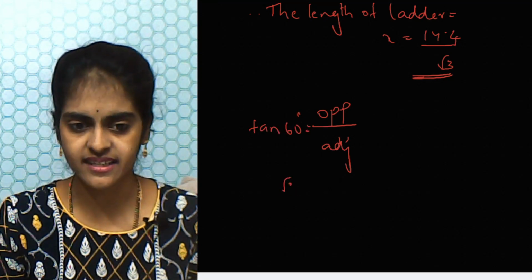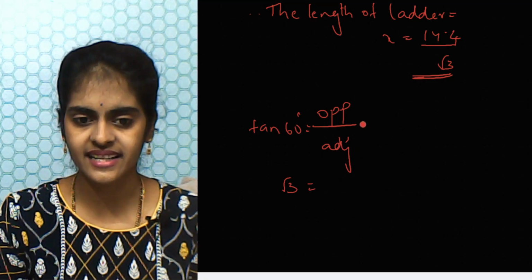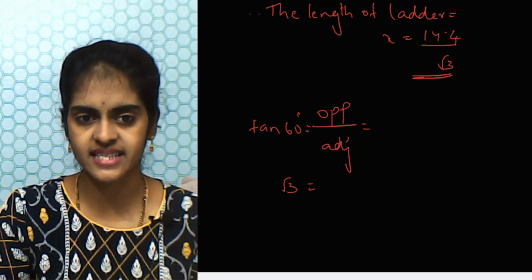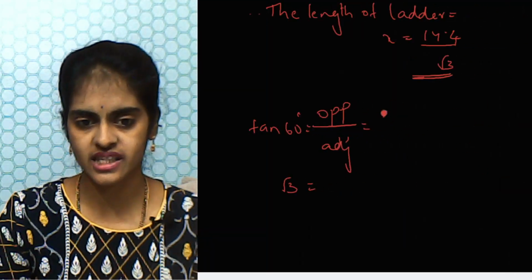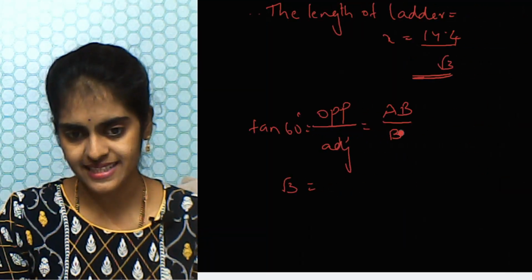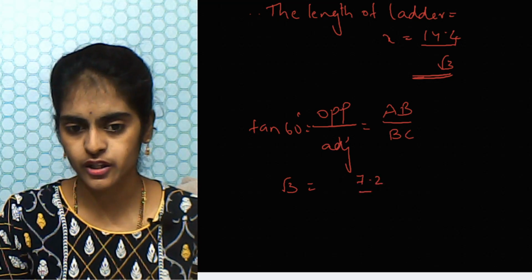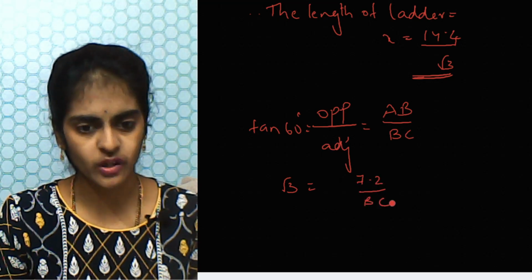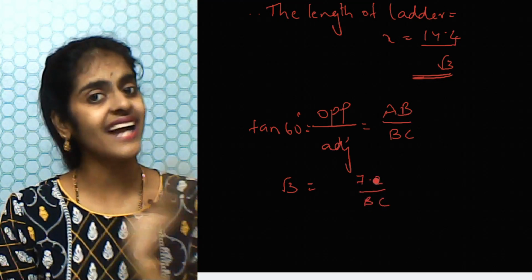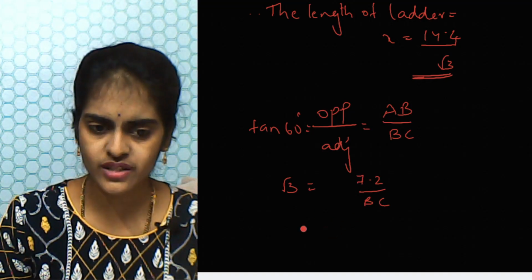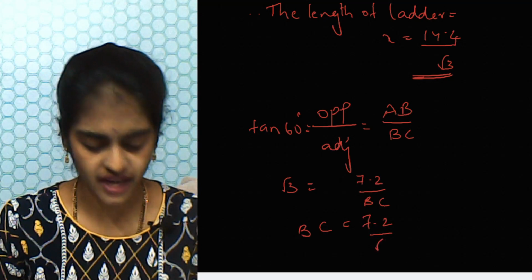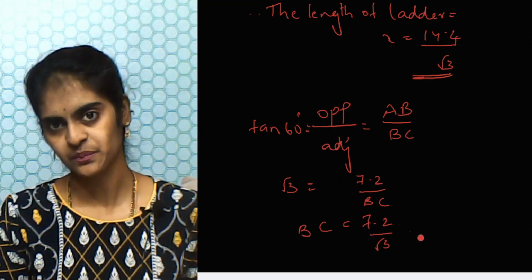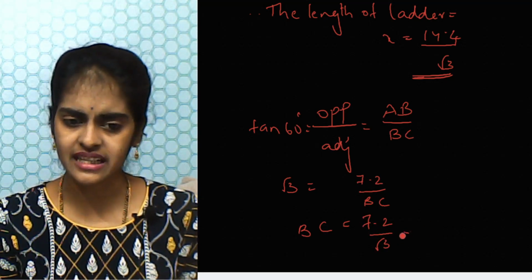So tan 60 is nothing but root 3. What is the opposite side? Just see, the opposite side is AB and the adjacent side is BC. So this is AB by BC. The AB value is 7.2. The BC value we don't know, that is the distance between the foot of the ladder and the foot of the pole. Okay, so just cross multiply. So BC is nothing but 7.2 divided by root 3. So here you can leave the answer.